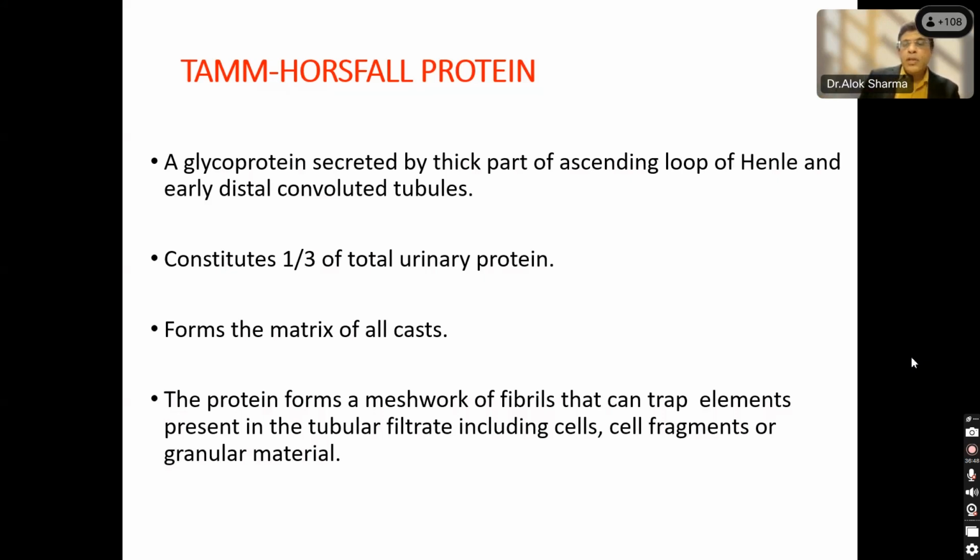What this protein does is form a meshwork of fibrils. These fibrils have the tendency to entrap any cellular elements. Whatever gets into the tubular filtrate, because of their fibrillar meshwork, the casts just entrap them and then give a character to that particular cast. And because of that character, you can identify what the pathology is. It's a beautiful thing. Everything is arranged in concert for you to be able to identify it under the microscope.